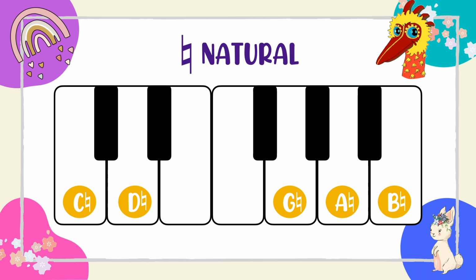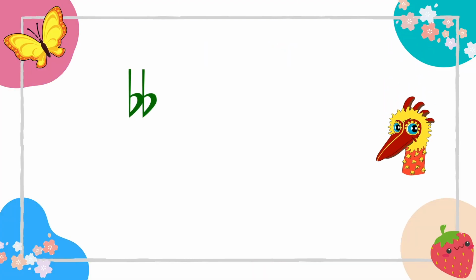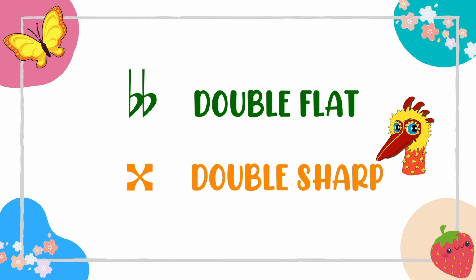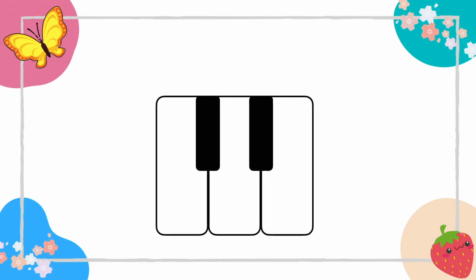Alright, teacher. Now, moving on to the new accidentals, the double flat and double sharp. Double flat and double sharp. Yes, Ruby. Let's begin with double sharp.